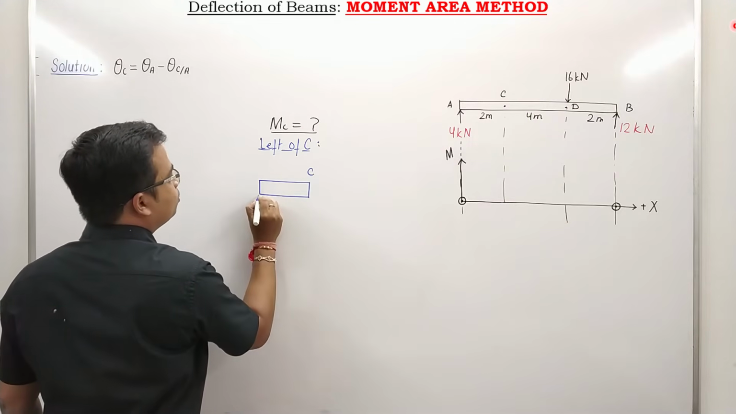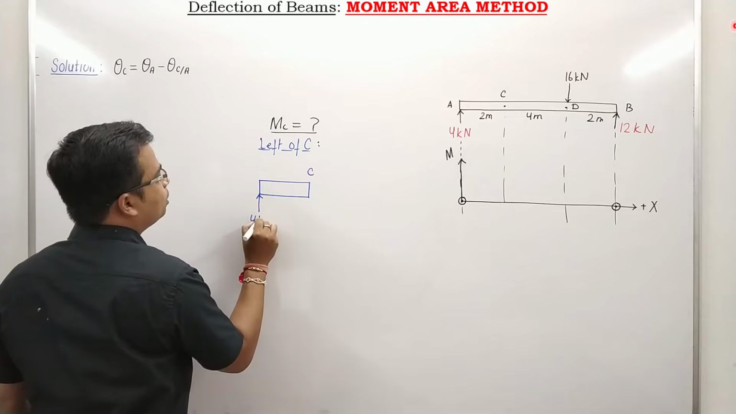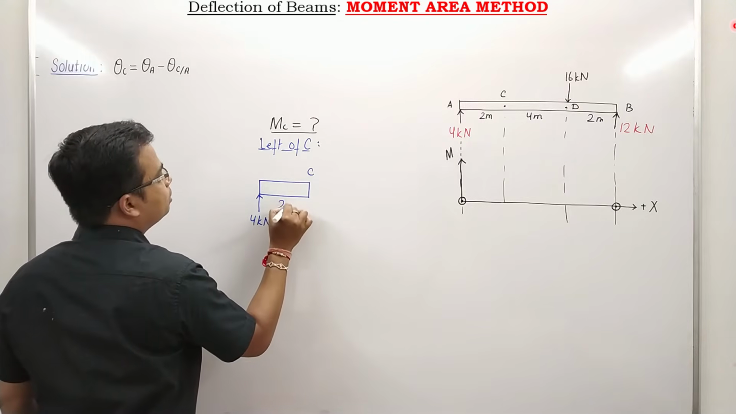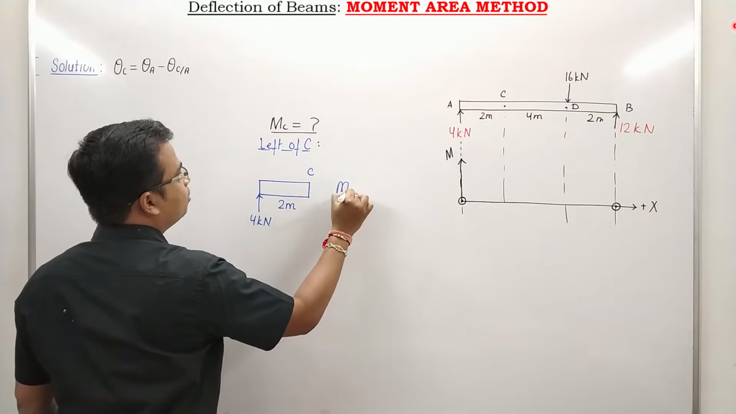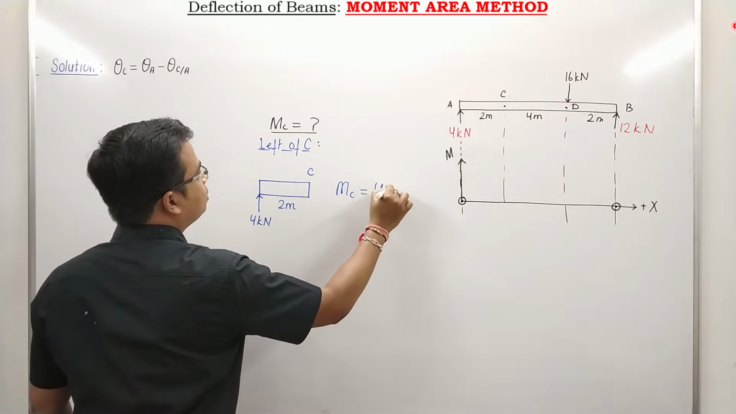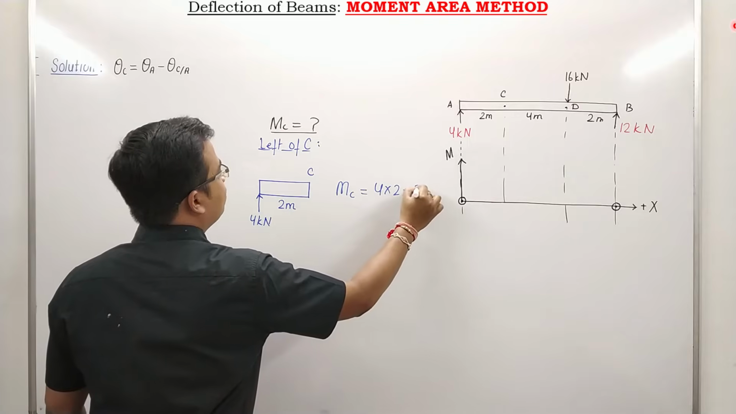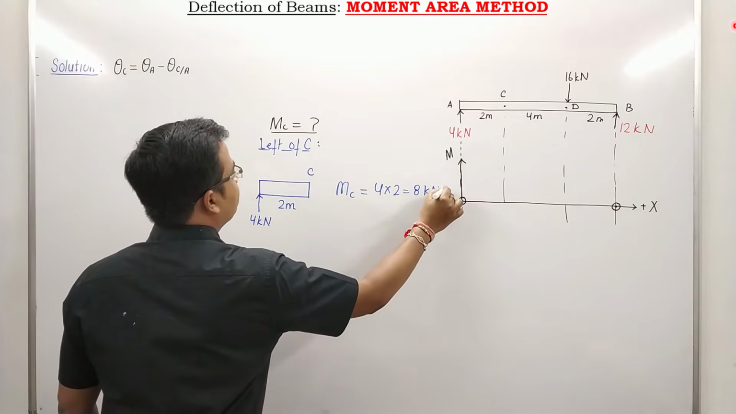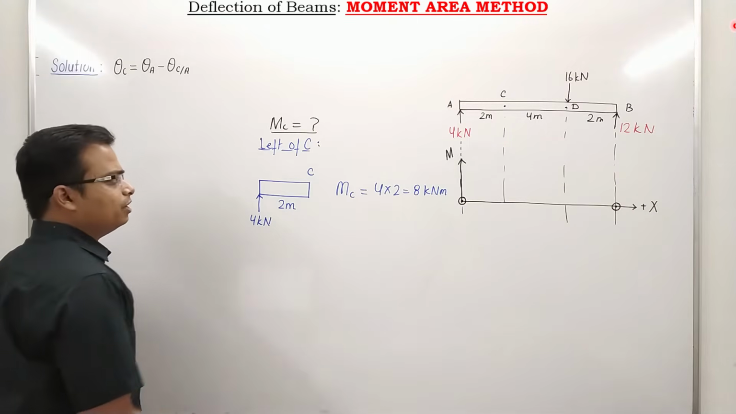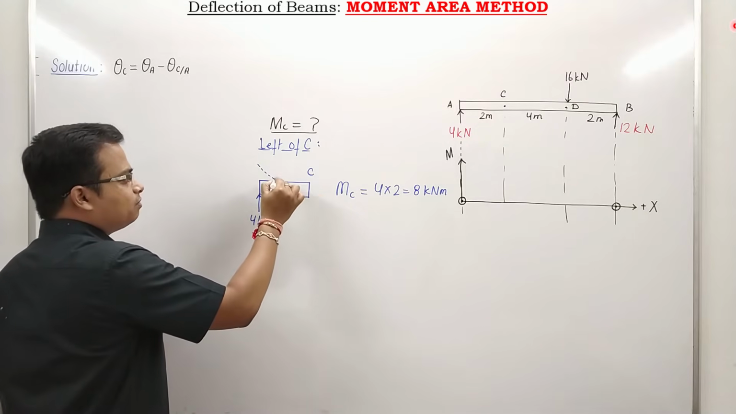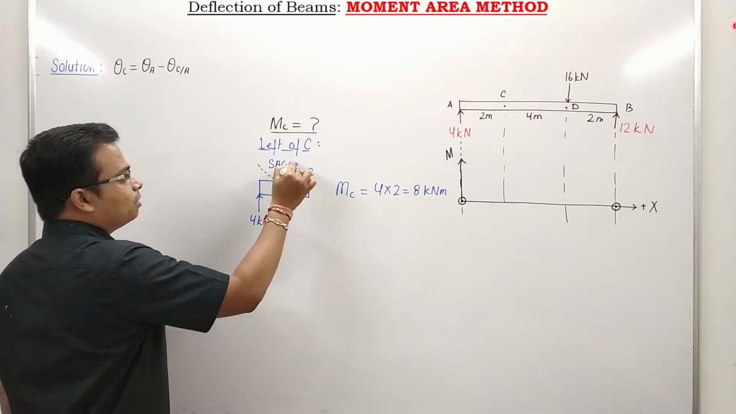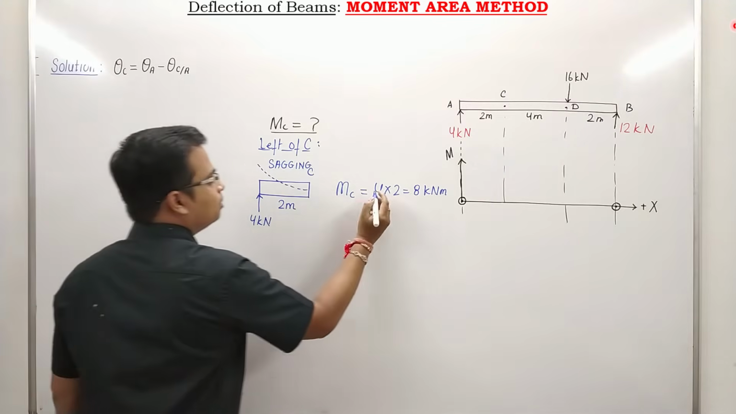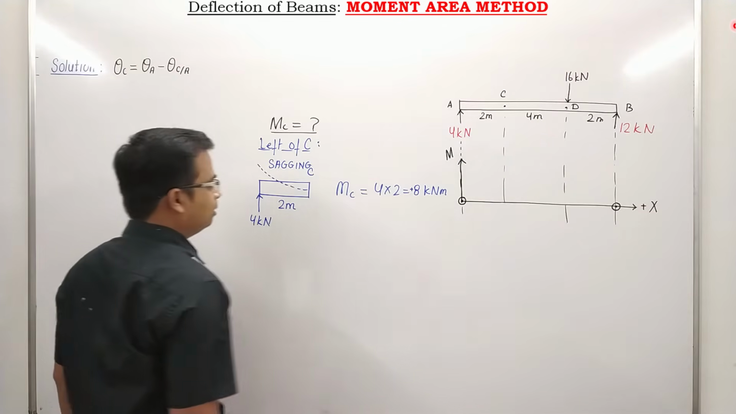That's point C, that is the load, which is 4 kilonewton, and this distance is 2 meters. If you want the bending moment at C, just try to work out the nature. Bending moment at C is equal to 4 multiplied by 2, which gives the value 8 kilonewton meter. Very simple. It is going to bend the beam in this fashion, isn't it? It is a clear-cut case of sagging. If it is sagging, then it's a positive bending moment.